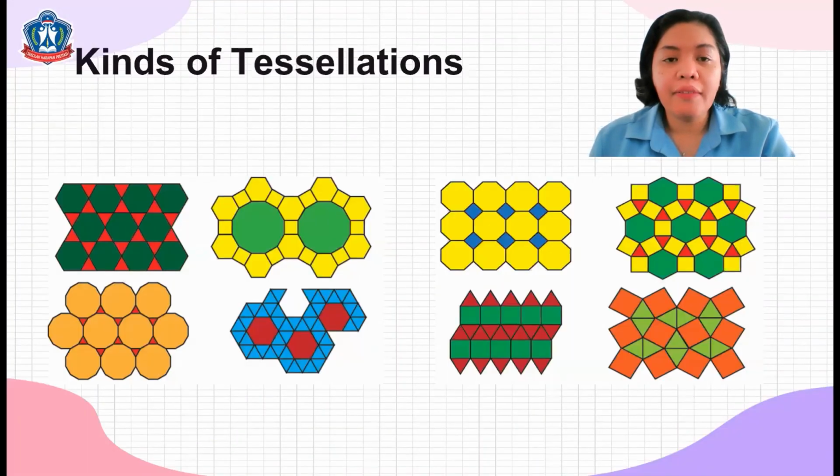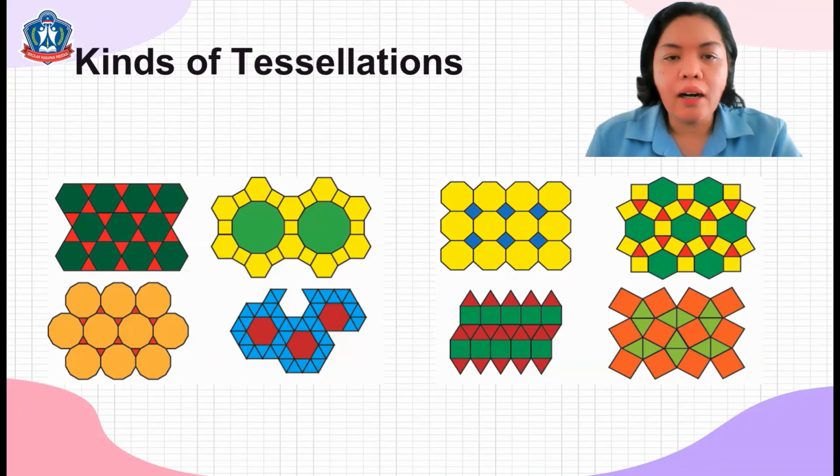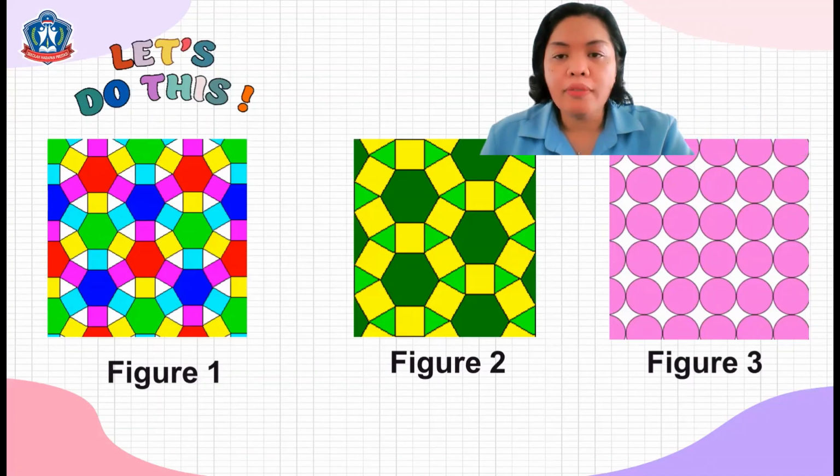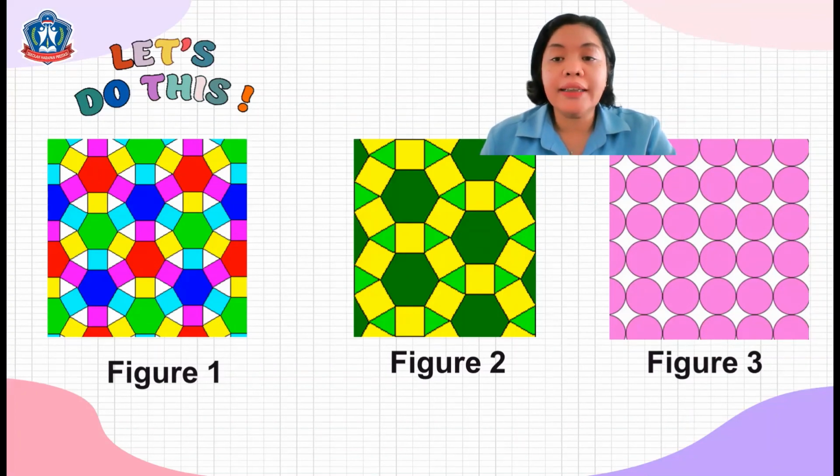I have here other examples of tessellations. Check each figure. As you observe, the shapes have no gaps and do not overlap, so these are tessellations. Take a look here. I have 3 figures: figure 1, figure 2, and figure 3. One of these figures is not a tessellation because there are some gaps. If you know, give your answer during our class.